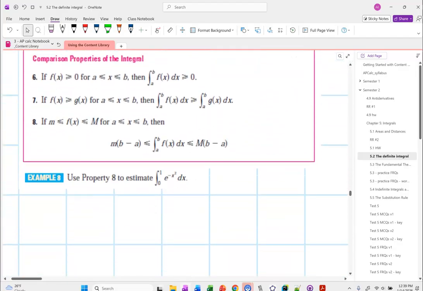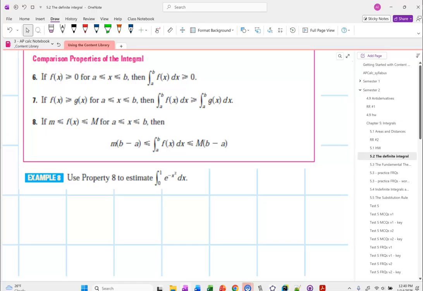Last set of properties. It says that if f of x is always greater than or equal to 0, meaning that it's always above or on the x-axis, the integral has to be greater than or equal to 0. Because the area under the curve is always going to be positive if the function's always above the x-axis, right? If f is always taller than g, the area under f will always be greater than the area under g. That seems pretty obvious.